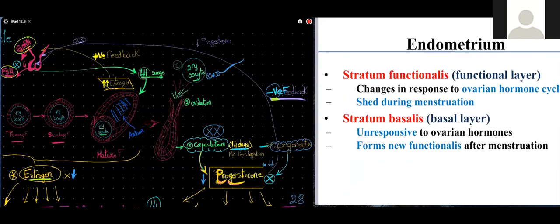The endometrium has two layers. The basal layer, which is unresponsive to the ovarian hormones, and its main function is to form new functionalis. Stratum functionalis is the one that responds to the ovarian hormonal changes and is the one that sheds whenever they decline.